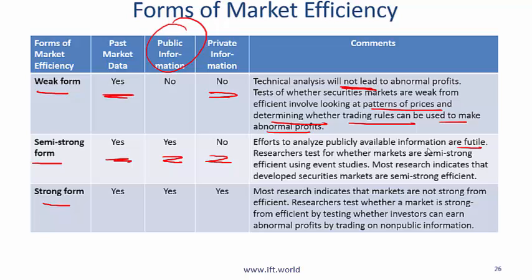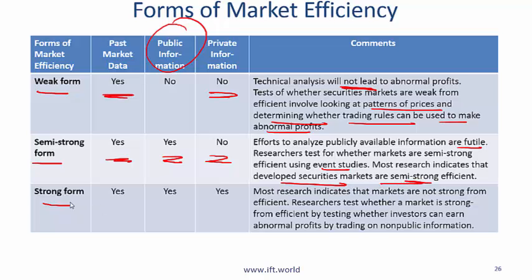So the point is, if publicly available information is already built into the stock price, then trying to buy or sell based on public information is futile. So fundamental analysis will not help make abnormal returns. Will technical analysis help make abnormal returns? No. The reason is semi-strong already covers weak form. Researchers test for whether markets are semi-strong efficient using event studies. Most research indicates that developed securities markets are semi-strong efficient.